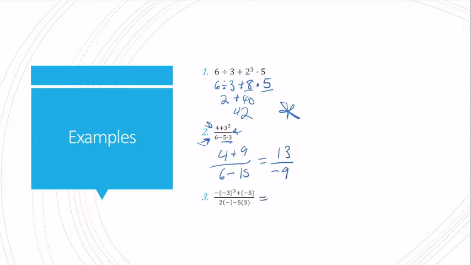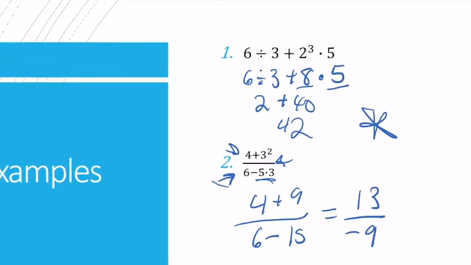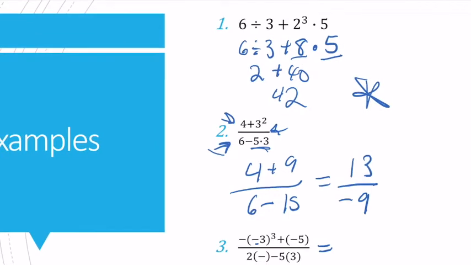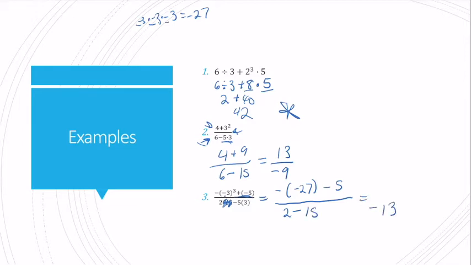This next problem is a little more complicated. I want to simplify my numerator and simplify my denominator. So I have negative 3 cubed. Remember that if I took negative 3 times itself 3 times, that'd be 2 negatives, which make a positive, and another negative, so I'd have negative 27. So I've got the negative of negative 27, but instead of plus a negative 5, I'm just going to write minus 5. Over 2, this must be a typo, 2 minus 5 times 3, so that's 2 minus 15. So I've got negative 13 in my denominator.